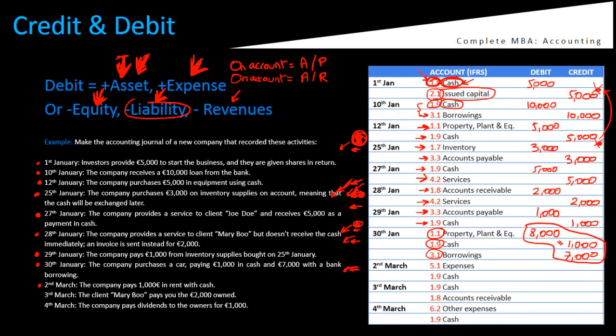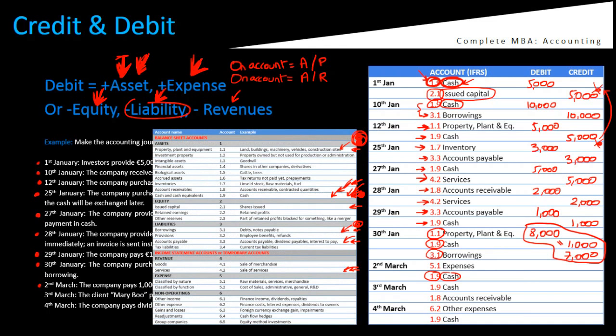The 2nd of March, the company pays 1,000 euro in rent with cash. So here is again a little bit different. First, we identify the first account, which is cash. Cash is 1.9, so we put that here. But how are we paying that? Well, we're paying that with rent, and that is a kind of expense. So we put expenses as the second type of account.